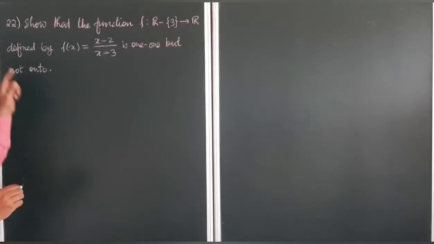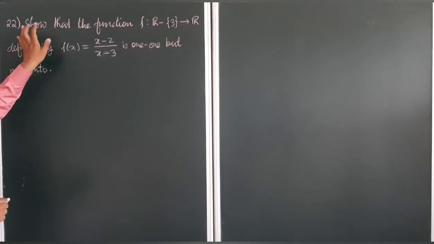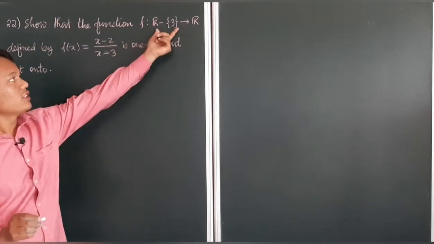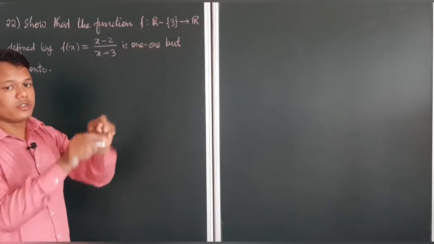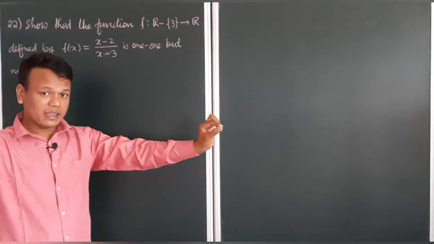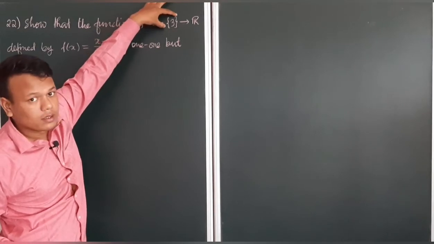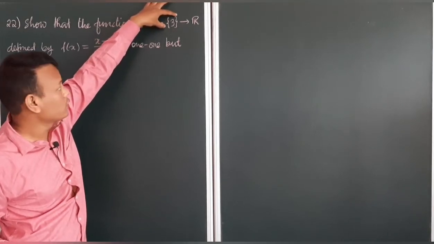Alright, so we have the next question, question number 22, which says show that the function f from the first set, which is R minus 3, so it's the real numbers, the real line, and from that real line you are removing 3. So this is the meaning of this.